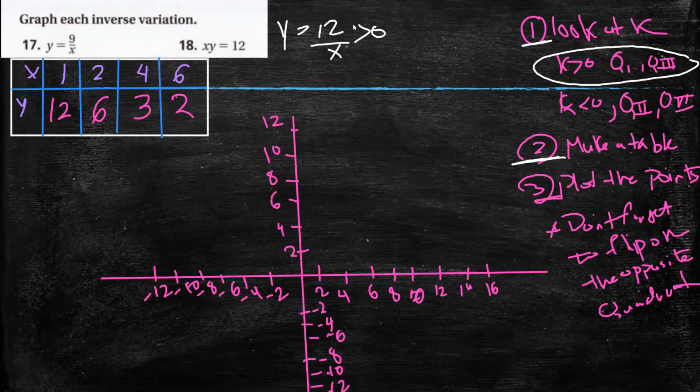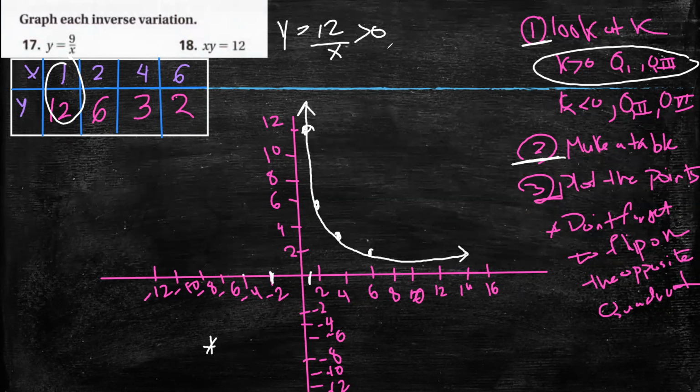Then now plot the points. Where are our points here? We have 1, 12. The second one, 2 and 6. The third one, 4 and 3. And the last one, 6 and 2. Connect now between the points. Be careful, it must not intercept the x and y axis. The second step now, you have to draw it on the opposite axis, I mean, on this axis here. What you have to do, just use the points on the graph.